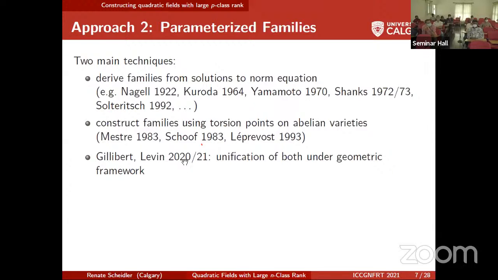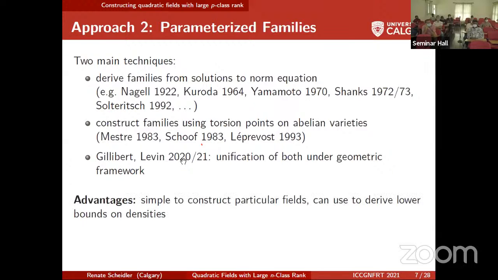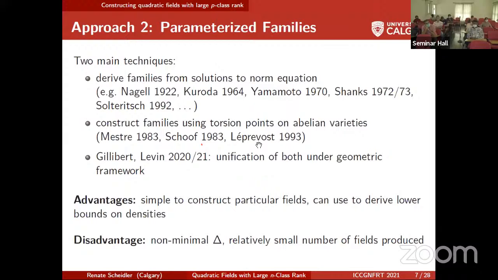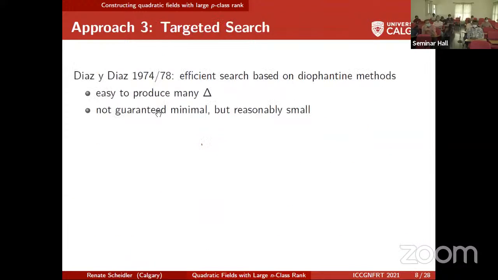So that's another possibility. The advantage is that it can be relatively simple to construct such a field, especially the ones that come from the norm equation. And you can also use this to derive lower bounds on the densities of such fields. But the disadvantage is that the yield is not very high. You don't get minimal discriminants, and you don't generally find very many. So you don't have a good yield. So there are advantages and disadvantages to all of these approaches.